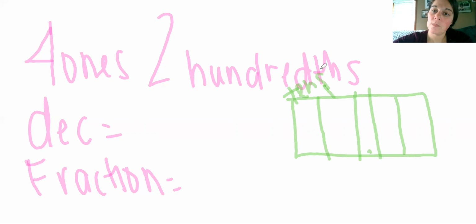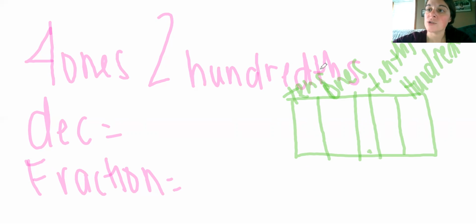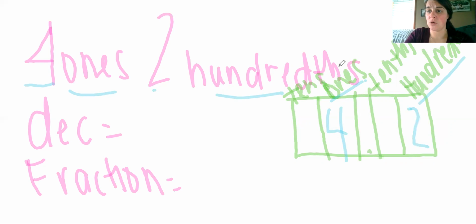Tens, ones, tenths, hundredths. Okay, so if I look back at my information, as it clearly states, I have 4 ones. So I'm going to my ones category, I'm putting in a 4 there. Okay, and then it tells me I have 2 hundredths. So I'm going to my hundredths and I'm putting in a 2.